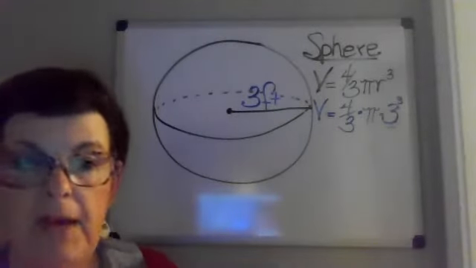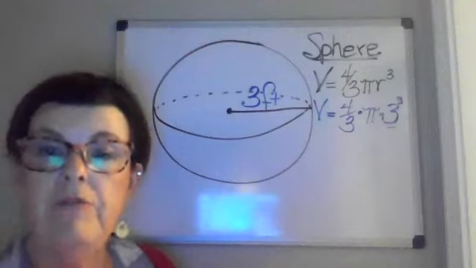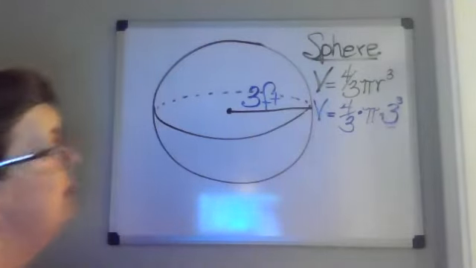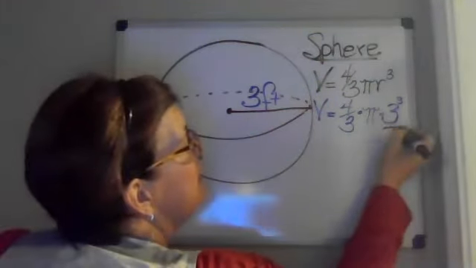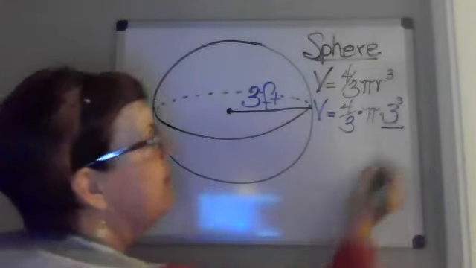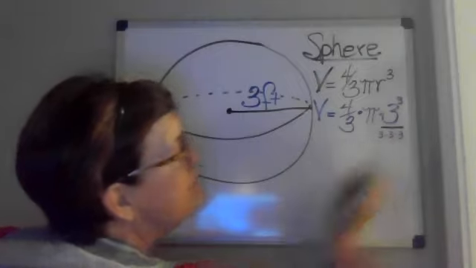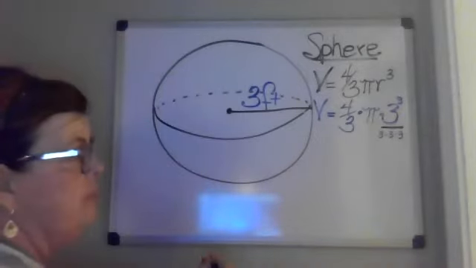Now it's time to do the math. And if you'll remember your order of operations, we need to take care of the exponent first. So right here, we need to do 3 cubed. Now this means 3 times 3 times 3, and you can do that in your calculator if you want to.